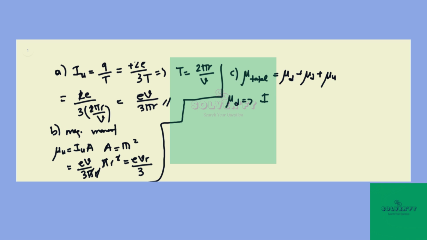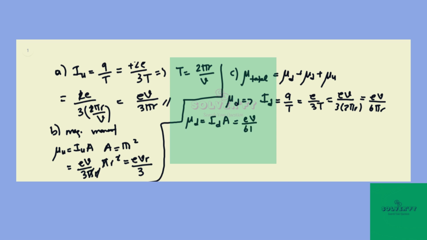First, we can calculate I down, which is Q over T, and I'm calculating the magnitude, e over 3T. Then substituting for T, it is ev over 3 times 2 pi r, which is ev over 6 pi r. This is just a current. Now, in order to get to the magnetic moment, we have to multiply it with the area, right? So ev over 6 pi r times pi r squared. R's are going to cancel, pi's are going to cancel. For the magnetic moment of the down quark, we're going to have evr over 6.